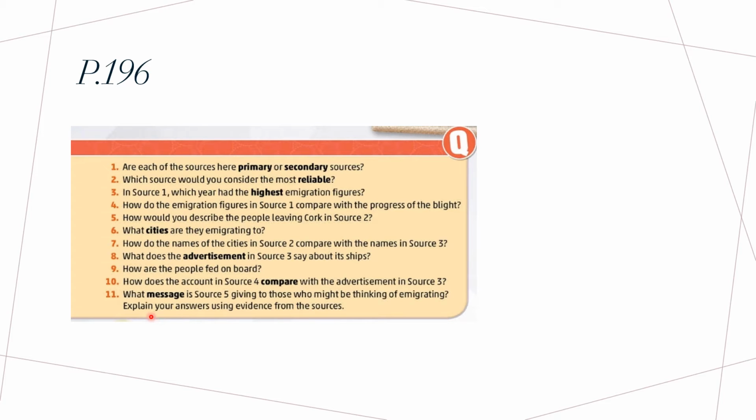Question 11, what message in source 5 is given to those who might be thinking of immigrating? Explain your answer using evidence, and that's probably one of the most important words, from the sources. So in this one, it's asking you to see what message was given to the people that were thinking of immigrating, okay? And it wants you to state with evidence. So they want you to take information from the source to back up your answer. You're probably used to that from English class, where you'll do a point, a quote, and then you'll explain it. So a PQE, okay?